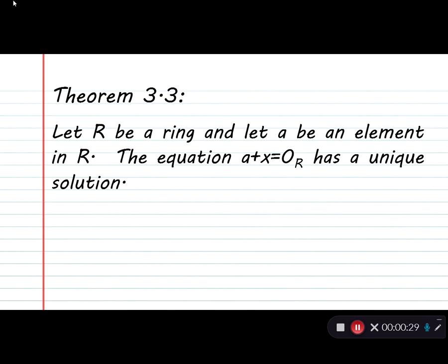Now, what we're focusing on here is Theorem 3.3, which says this: let R be a ring and let A be an element in R. The equation A plus x equals 0 in R has a unique solution. Now, we're going to prove this. However, remind yourself, how do I prove uniqueness? To prove uniqueness, you assume you have two elements, and then you end up showing those two elements must be equal to each other.